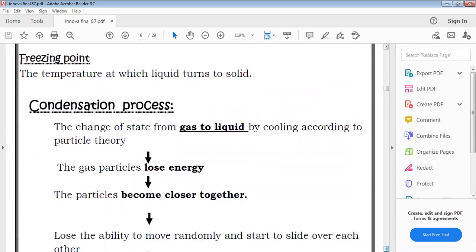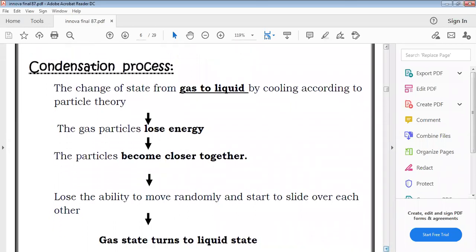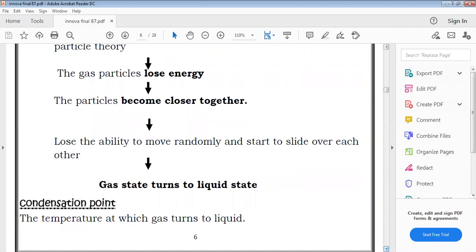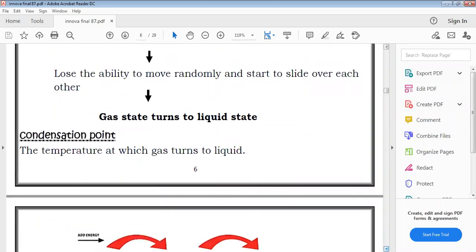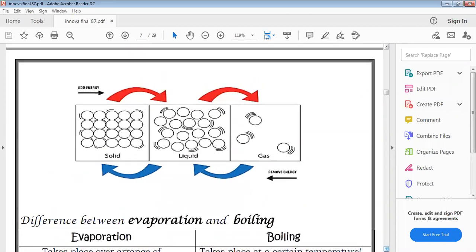Condensation process. What happens in condensation? Condensation is also cooling, it's not heating. Gas turns to liquid. Particles lose energy, become closer to each other, lose the ability to move randomly because it was a gas, and start to slide over each other. Condensation point is a point at which all the gas turns into liquid. Now, particle theory. Does anyone have a question on it? Does anyone have a question, Hur and Jana? No. Okay. When particles gain energy they move faster and break the attraction force. When freezing happens they lose energy and start to come closer to each other.